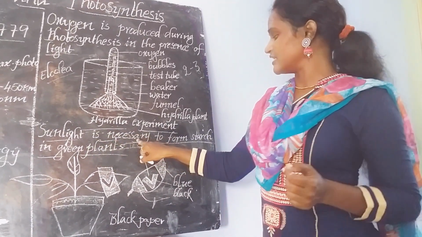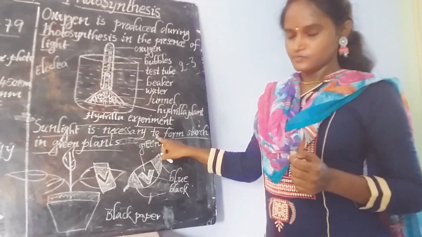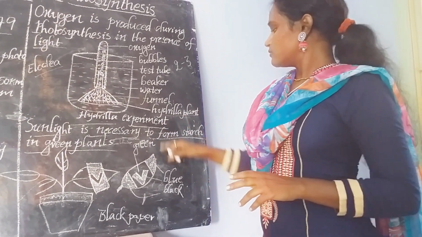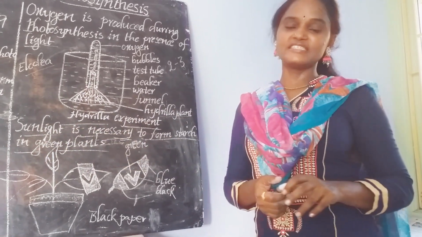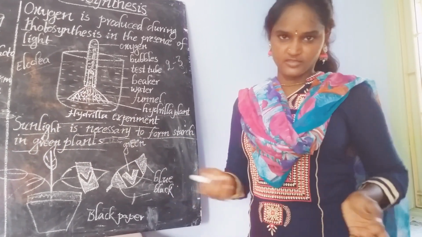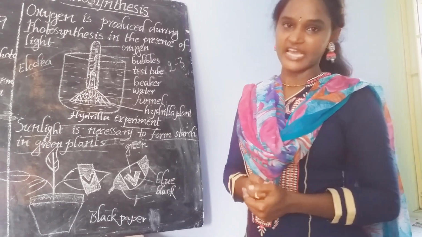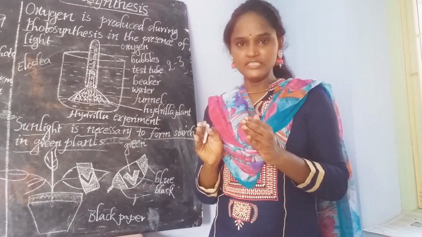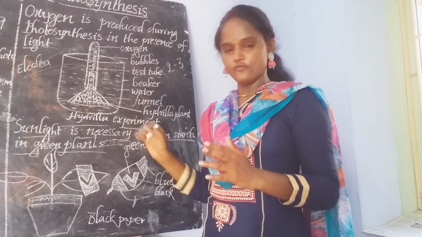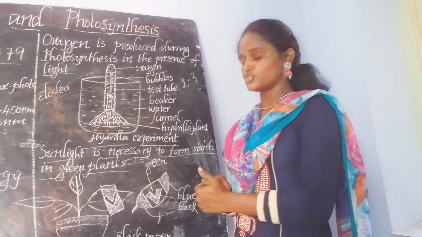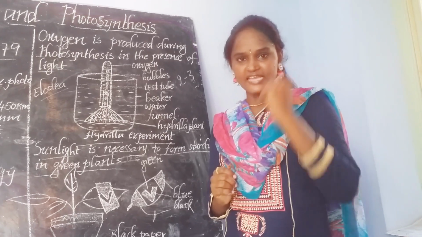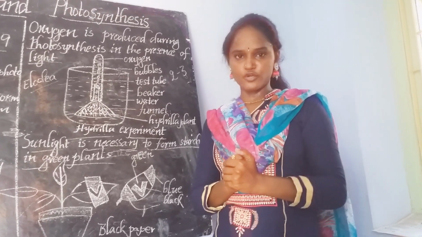Sunlight is necessary for the formation of starch in green plants. Sunlight is necessary for photosynthesis, in a simple way. Sunlight is necessary for the process of photosynthesis. For this experiment, what is the aim? To prove that sunlight is necessary for photosynthesis.